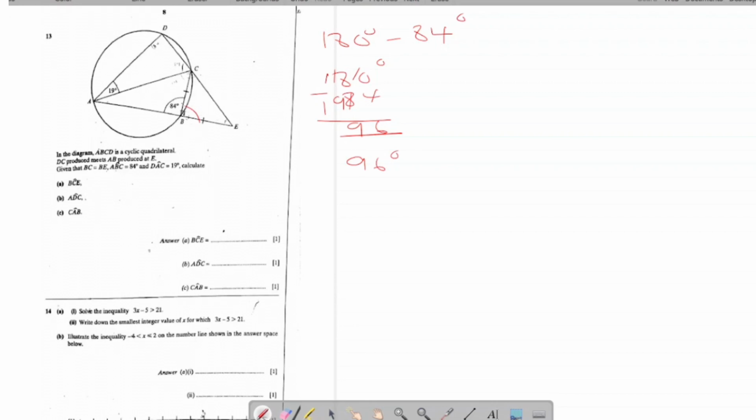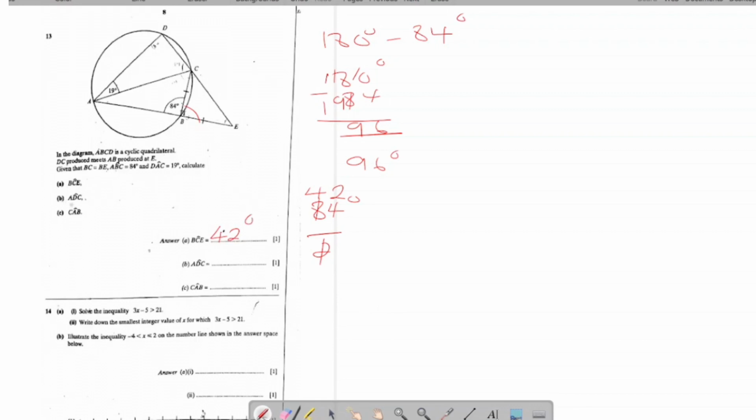To get these two angles, because they're equal, we say 180 minus 96, divided by 2. So 180 minus 96 is 84. We say 84 divided by 2. 2 into 8 is 4, and 2 into 4 is 2. So angle C and angle E are 42 degrees. So our answer here, BCE, is 42 degrees.